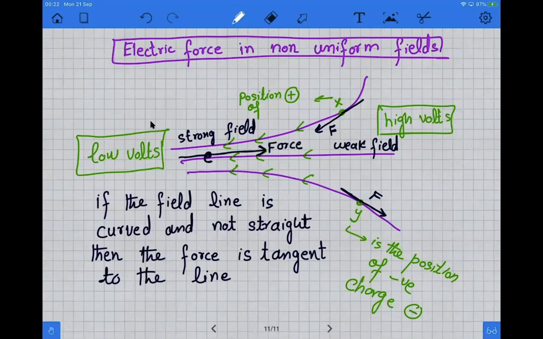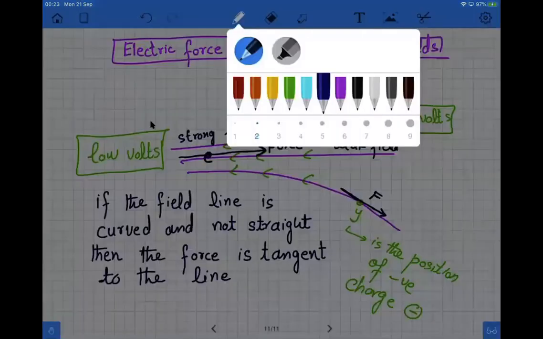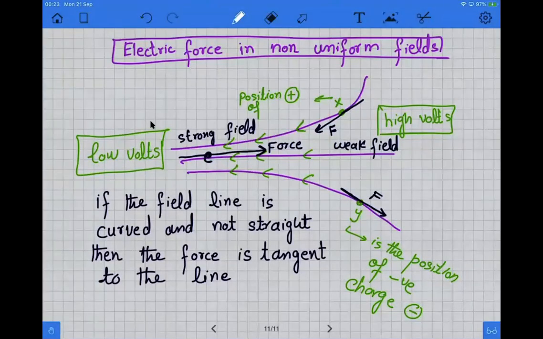On the negative charge, the force is opposite to the electric field, since electron is negative, so the force is opposite to the field. Yet if the charge is positive, then the force is in the direction of the field. Here the field is towards left. On the positive charges, the force is towards left, as you see here, and on the negative charges, it is towards right. Yet, if the field lines are straight, then the force is along the line. If the field lines are curved, then the force is tangent to the lines.